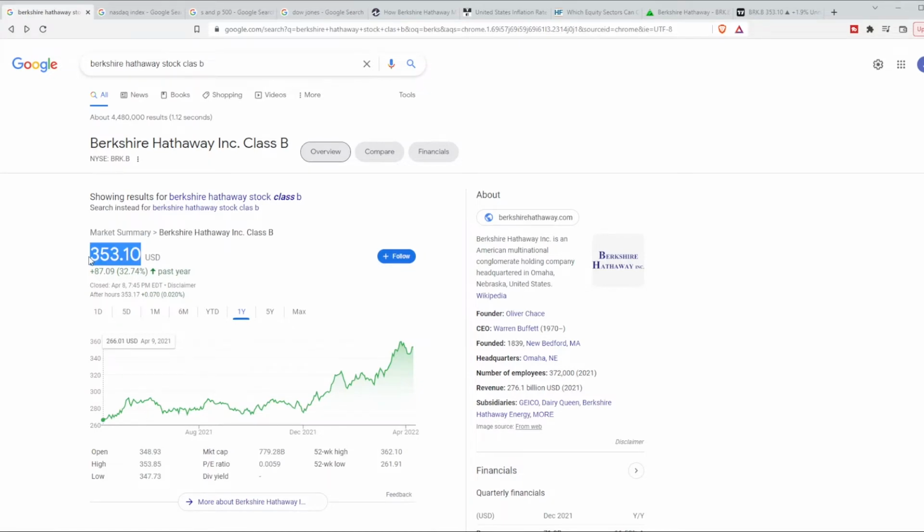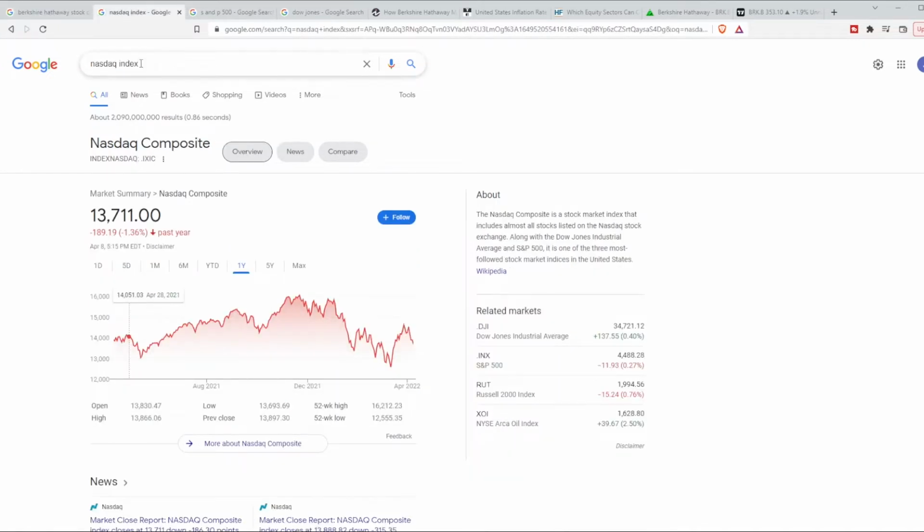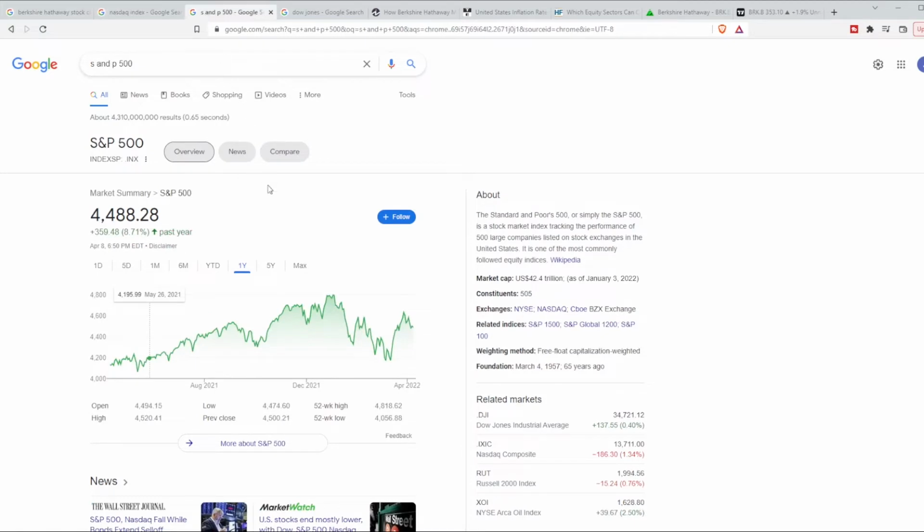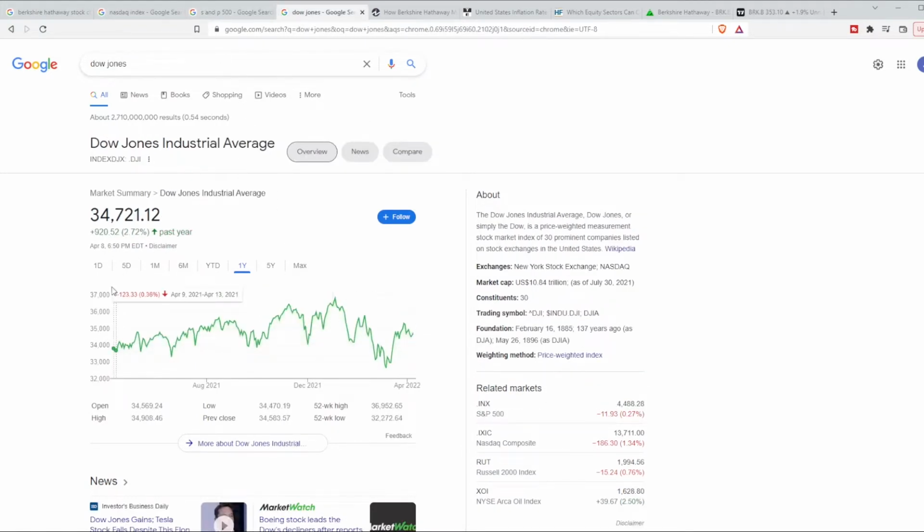He has amassed billions of dollars in investments over the past decades, and Berkshire Hathaway is one of his main companies. See, over the past year, Berkshire Hathaway is up 32%, which is really, really impressive when you compare it to other indexes. The NASDAQ is actually down 1.3%, the S&P 500 is modestly up 8.7%, and the Dow Jones is just barely positive on the year at 2.7%.